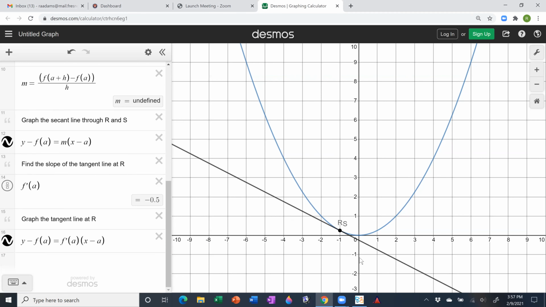And we did all of the work algebraically, but we can go ahead and confirm with our little Desmos simulation right there.